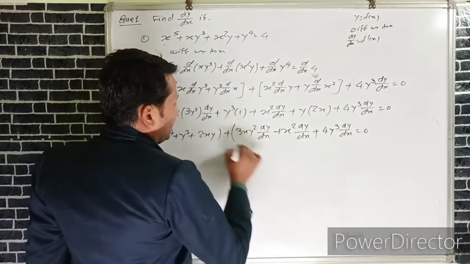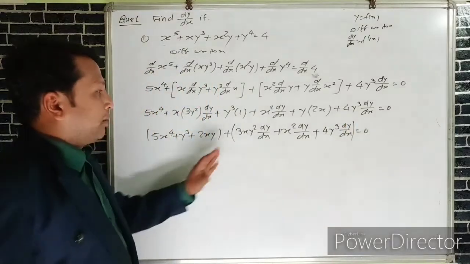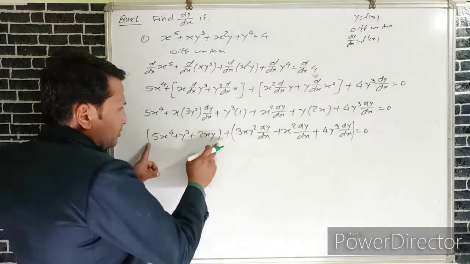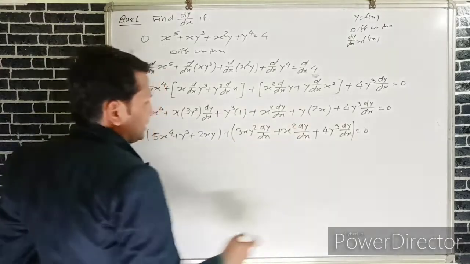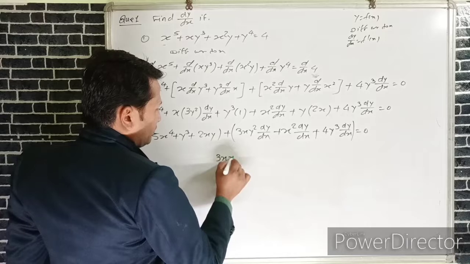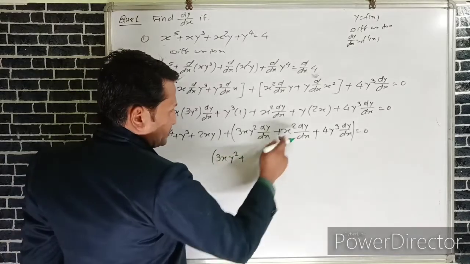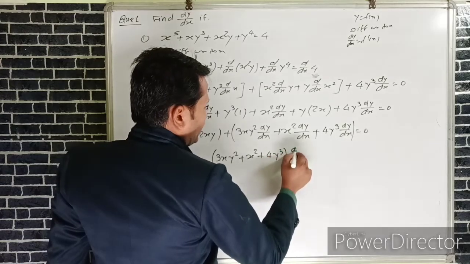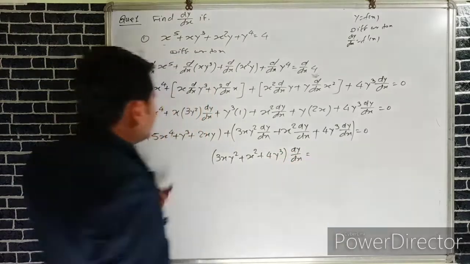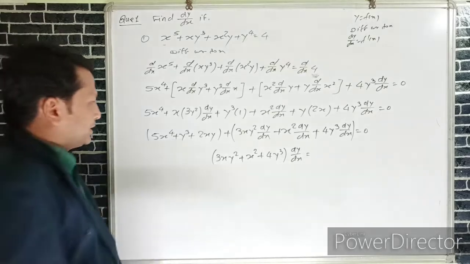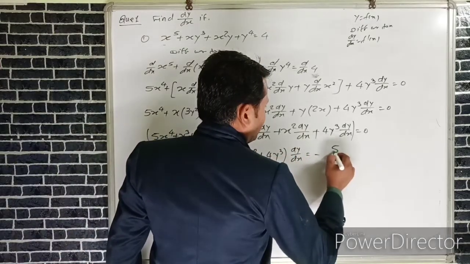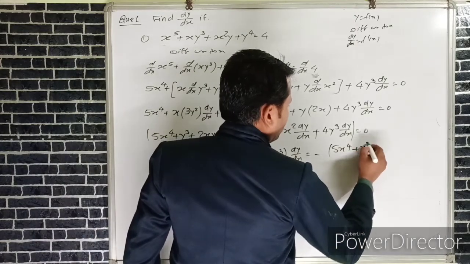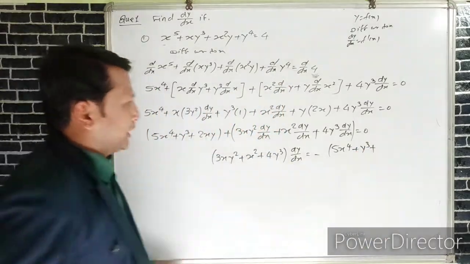After that, we can take dy by dx common from all these three terms. If we shift the other terms to the right side, then we can write 3xy square plus x square plus 4y cube into dy by dx. These terms are positive; if we shift them to the right side, then we can write minus 5x raised to the power 4 plus y cube plus 2xy.